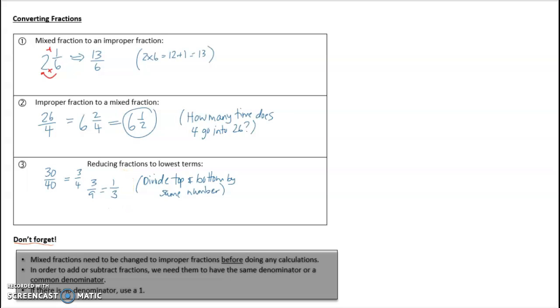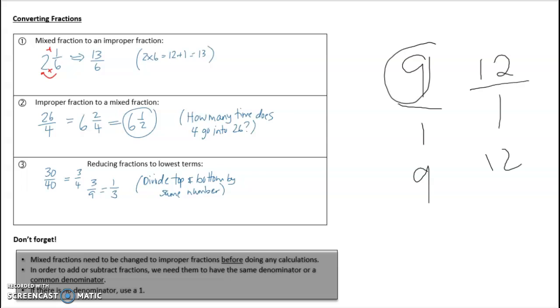Okay? And down at the bottom it says, don't forget, mixed fractions need to be changed to improper fractions before doing any calculations. In order to add or subtract fractions, we need to have the same denominator or a common denominator. And if there's no denominator, we use a 1. So for example, if you just had the number 9 and there was nothing underneath it, it's assumed that there's a 1. If we had a 12, there's no number underneath it, we assume that there's a 1. Okay, so we use a 1 underneath because 12 divided by 1 would give us 12, which is the same. 9 divided by 1 gives us 9, which is the same.